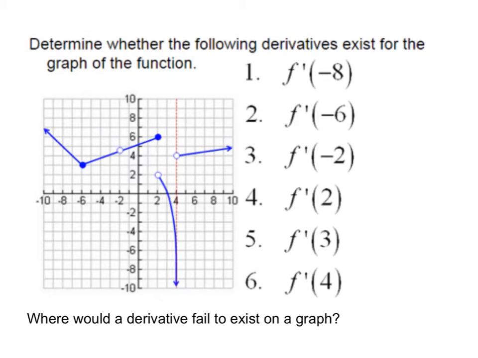At 4, no limit, no derivative. So where would a derivative fail to exist on a graph? Two things. Where there's a discontinuity. It is not continuous and the limit does not exist. Not "and" or "or", right? Because here, at this one, the limit exists, but the point doesn't. It's not continuous. So it has to be both.